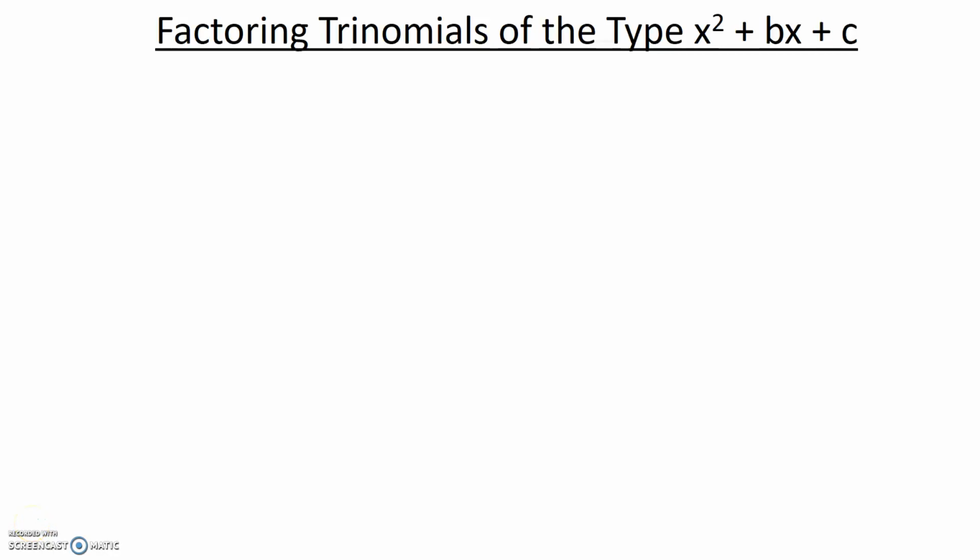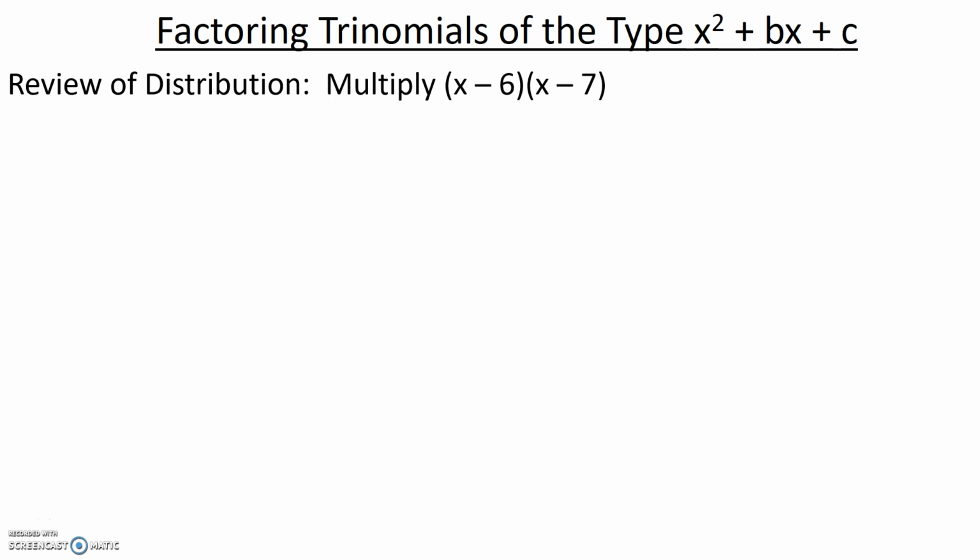In this video, we will learn to factor trinomials of the form ax squared plus bx plus c, where the coefficient of x squared is 1. Let's quickly review distribution. Let's multiply x minus 6 times x minus 7. When we multiply two polynomials, we multiply each term of the first polynomial to each term of the second polynomial.